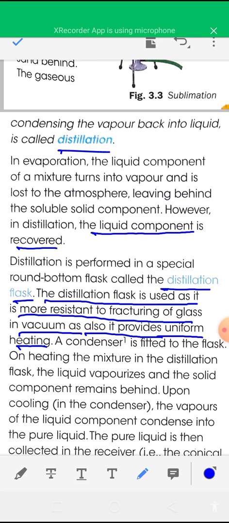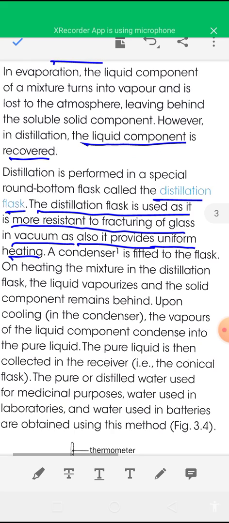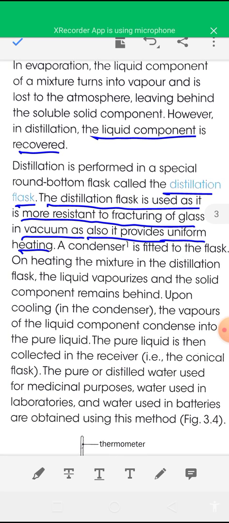Okay, and a condenser is fitted to the flask. On heating the mixture in the distillation flask, the liquid vaporizes and the solid component remains behind. Upon cooling, the vapor of the liquid component condenses into the pure liquid.